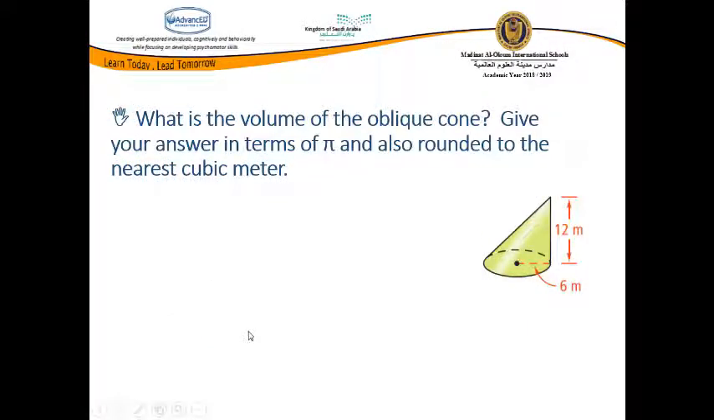What is the volume of the oblique cone? Give your answer in terms of pi and also round it to the nearest cubic meter. The radius is 6 and the height of the oblique cone is 12. By following the same formula, one third pi r squared h, then one third pi, the radius 6 squared multiplied by the height 12, this equals 144 pi. By rounding to the nearest cubic meter, this equals 452 cubic meters.